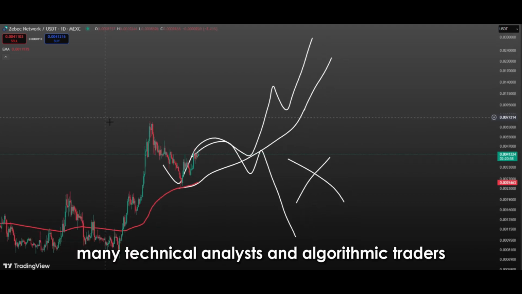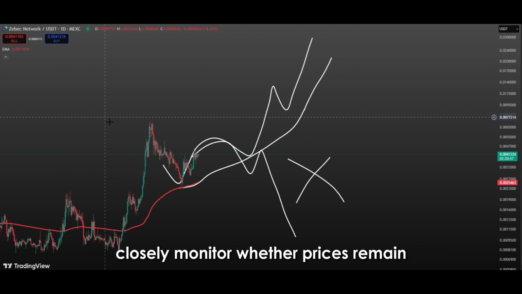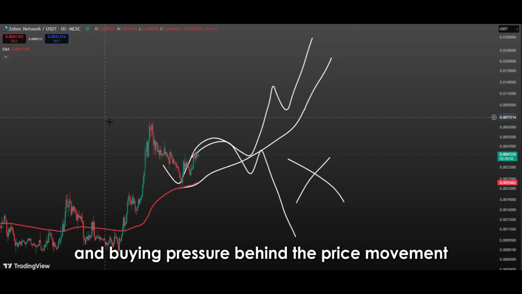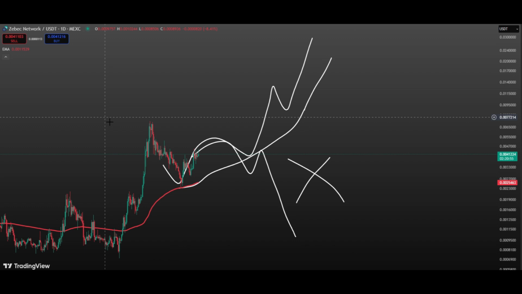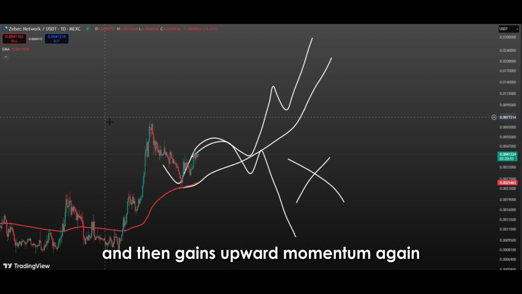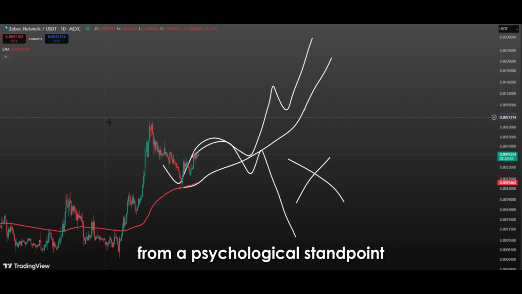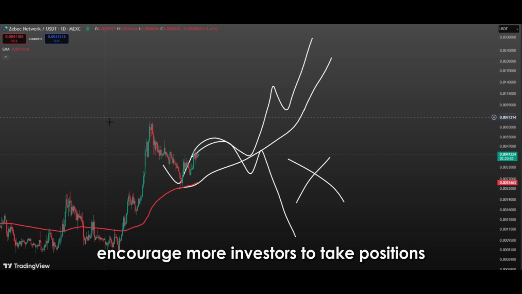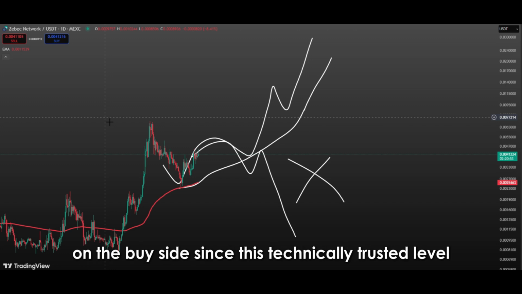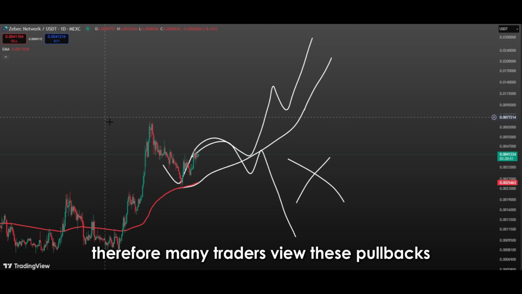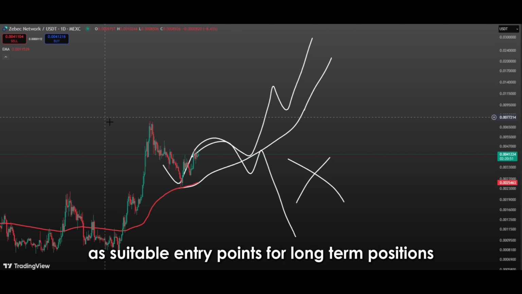Many technical analysts and algorithmic traders closely monitor whether prices remain above this average, because once this level is maintained, it confirms the momentum and buying pressure behind the price movement. If the price consolidates without falling below the average and then gains upward momentum again, it further strengthens market confidence. From a psychological standpoint, such formations encourage more investors to take positions on the buy side, since this technically trusted level signals a buying opportunity. Therefore, many traders view these pullbacks as suitable entry points for long-term positions.